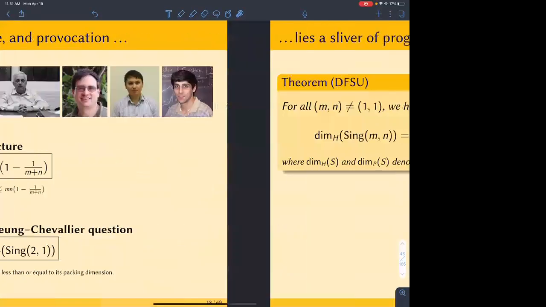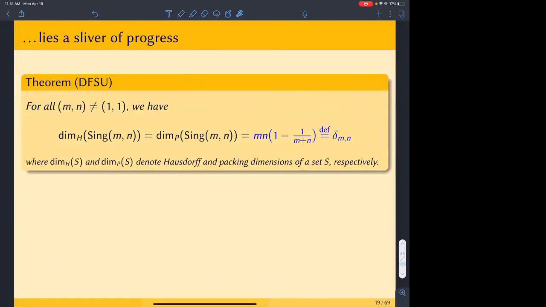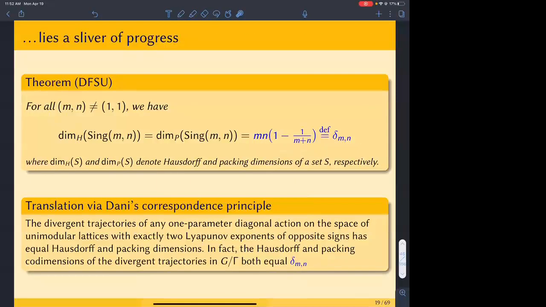Okay, and so here's a sample application of our result. This is a corollary of what we call our variational principle, where we could, for example, answer these two questions. We could show that the Hausdorff and packing dimensions are always equal to this number. From now on, I'm just going to call it delta mn. So delta mn, you just remember, is the Hausdorff dimension of the singular set, or the packing dimension, if you like.